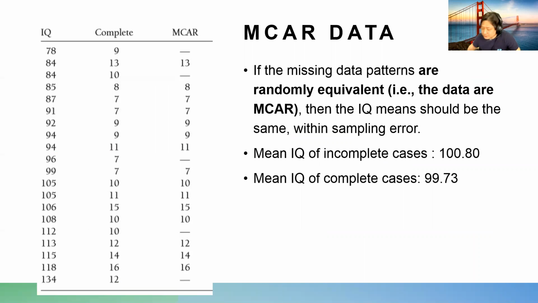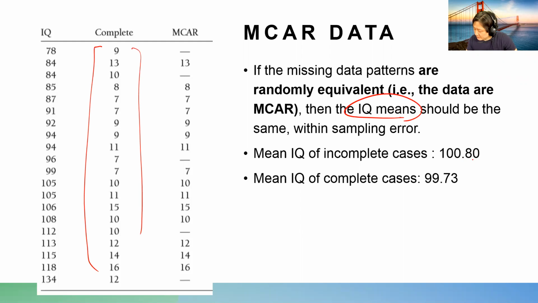Okay, so look at this. If our data set is missing completely at random, then this is our complete data set, and the mean IQ score is 100.80. And then only complete cases, so that means after removing these missing, the mean IQ of complete cases is 99.73. So what do you think? They're very close, right? So what I did is I just removed missing cases. This is called list-wise deletion. We'll talk about it later.